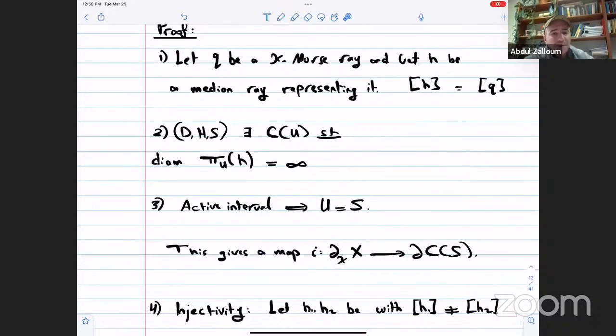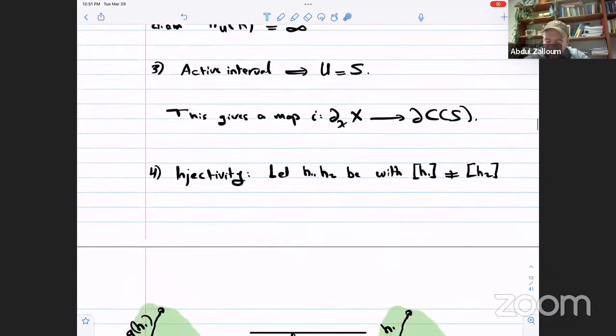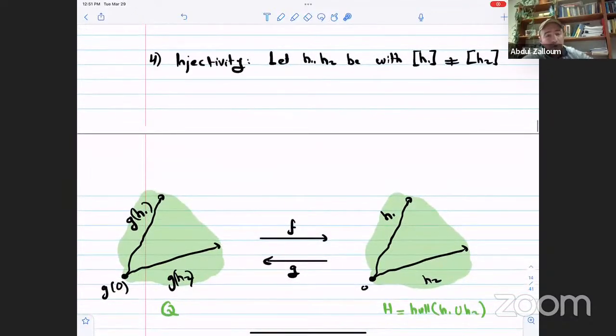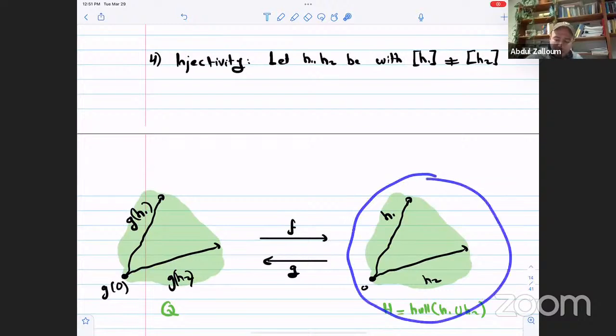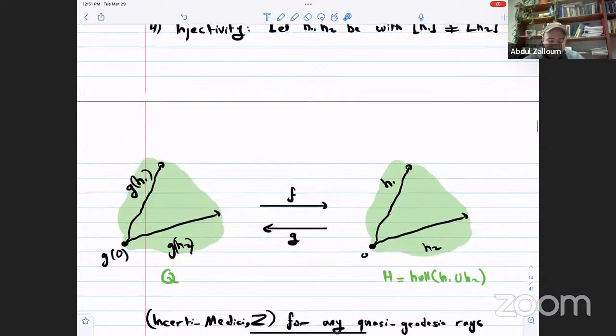So hand me two median rays, H1 and H2, which are not in the same equivalence class. Let's look at the approximating cube complex. So you have your two median rays, and you have a copy for those in a CAT(0) cube complex. F is a quasi-symmetry going this way, G is its coarse inverse. And recall, this is not just a quasi-symmetry; it's one that preserves median. This is going to be essential for us here.